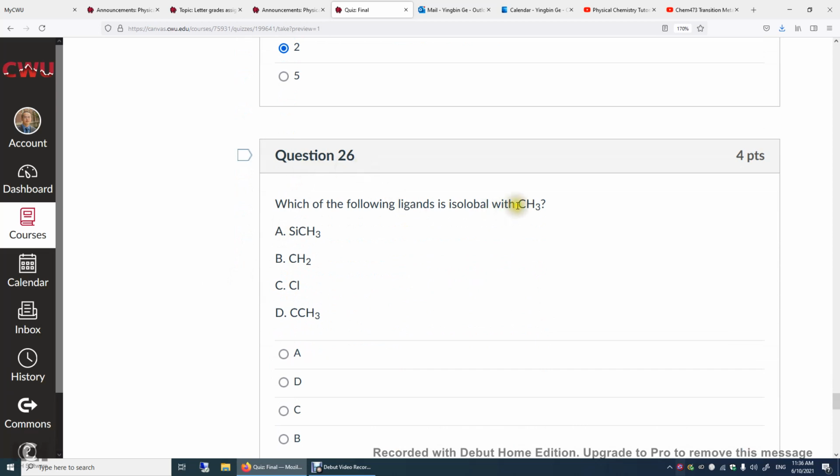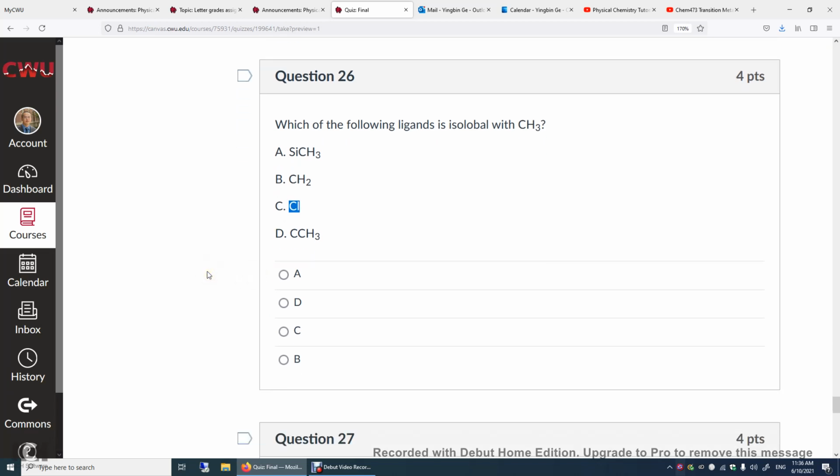Question 26, CH3 methyl group has 1 lobe with 1 unbonded electron. So chlorine has 1 lobe occupied by 1 unbonded electron. So it's C. What about this one? This one has 3 unbonded electrons. All right, it can be 3 lobes, each occupied by 1 electron, or two lobes, one occupied by two valence electrons, the other occupied by one electron.